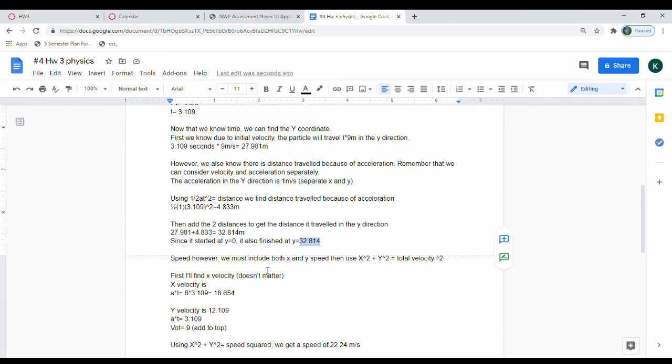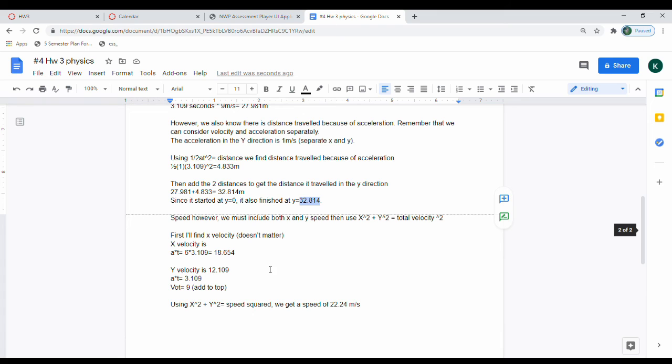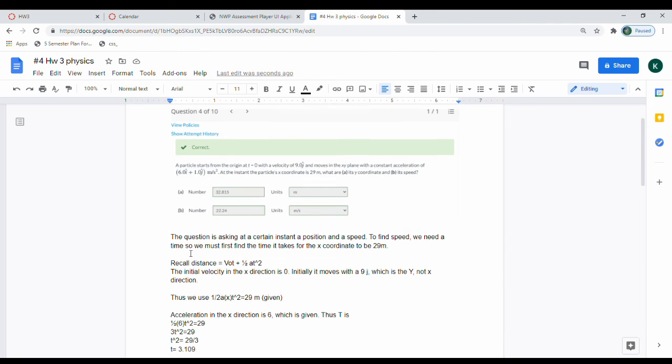However, for the speed, we need to know both the x and the y. So we will find the x speed, then the y speed, then use x squared plus y squared equals total velocity squared, an a squared plus b squared type. So first we find the x velocity. It's really simple. We know the acceleration in the x direction is 6. It was given to us in the problem.